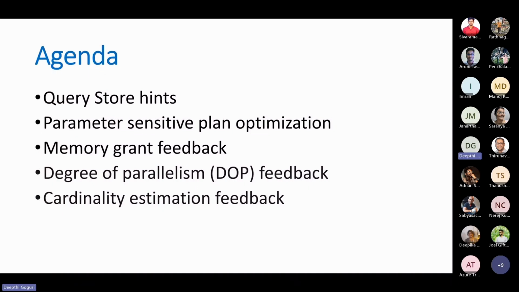But as we come to SQL Server 2022, they add a couple of additional features, for example, Query Store hints. So we are going to talk about that. I'm going to show you a demo about that, and also other improvement features like parameter sensitive plan optimization, also known as PSP optimization, memory grant feedback, degree of parallelism feedback, and cardinality estimation feedback.